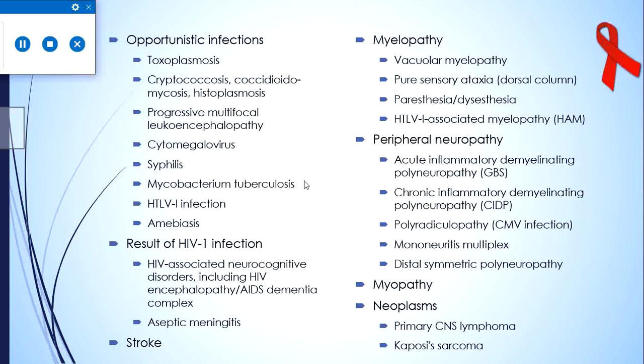Then distal symmetric polyneuropathy of glove and stocking type is also common in these patients. Then some patients may present with myopathy, with weakness, and finally wasting of the muscles. And the common neoplasms which are found in these patients are primary CNS lymphoma and Kaposi's sarcoma. Both of these are AIDS-defining conditions.